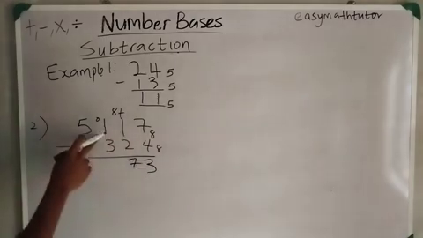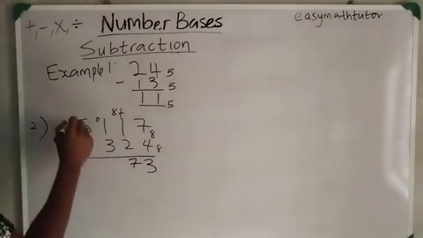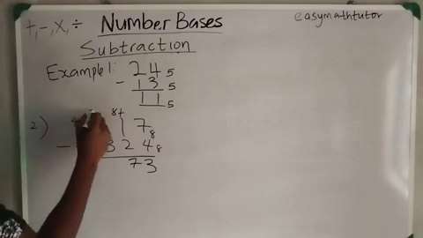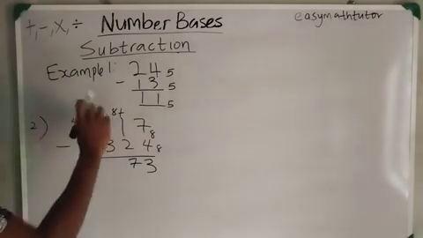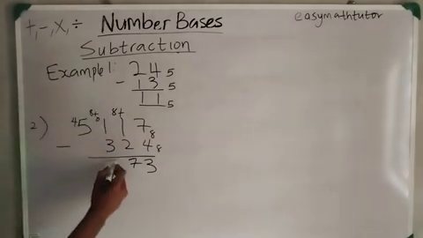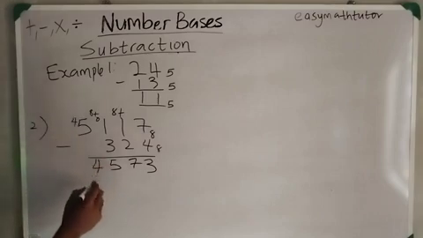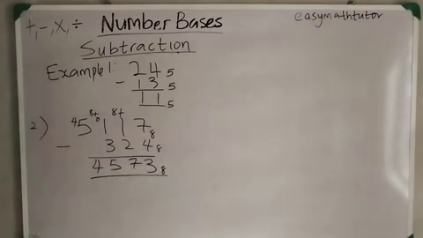The same we are going to do here. We now have 0 minus 3. It cannot go. So we have to borrow 1 from this 5. This 5 is now 4. But that one we borrowed will become 8. So it becomes 8 plus 0, which is 8. So that 8 minus 3 is 5. And then 4 minus 0 is 4. So the final answer is 4,573 in base 8.